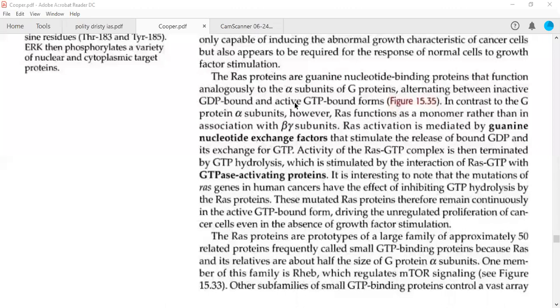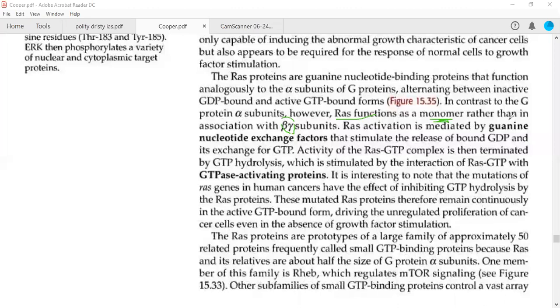So inactive GDP bound and active GTP bound form. In contrast to the G protein alpha subunit, however, RAS functions as a monomer rather than in association with beta gamma. So you know that the G protein also has these beta gamma subunits, but RAS will function as a monomer. It will not have these beta gamma subunits. So this is clear now.